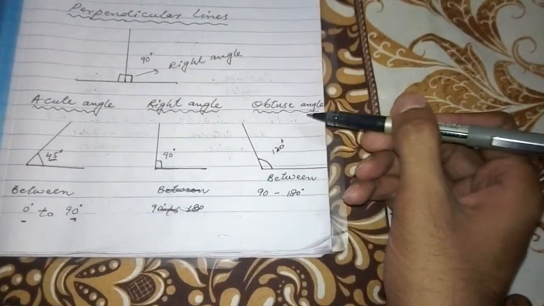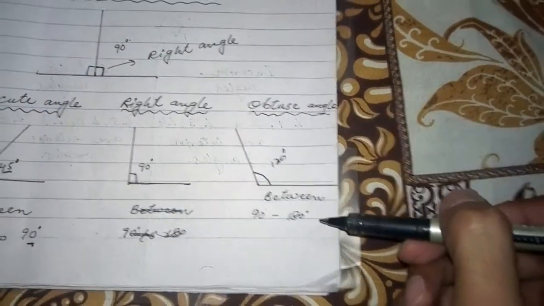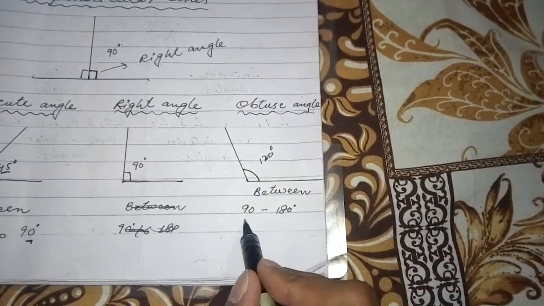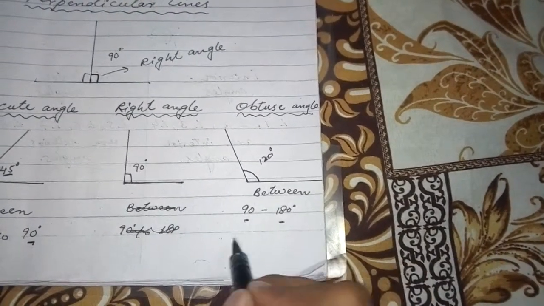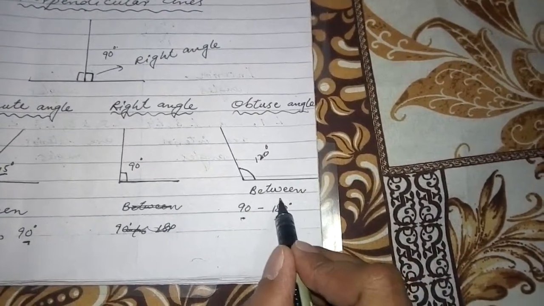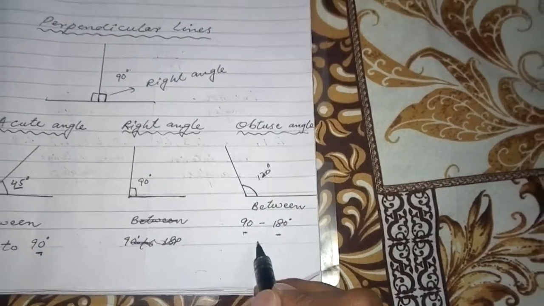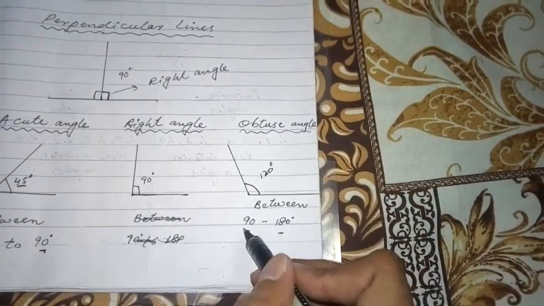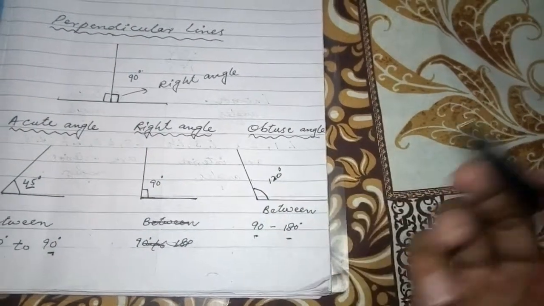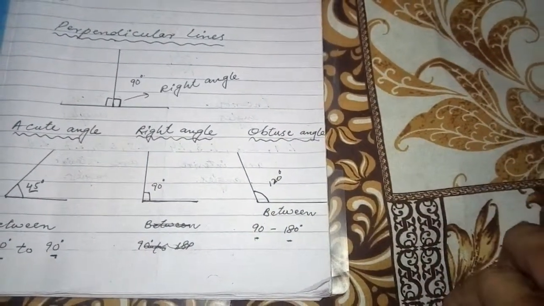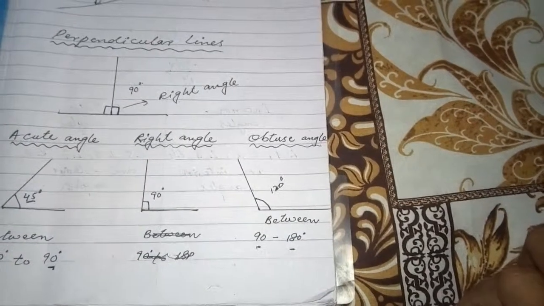Obtuse angles. Obtuse angles are those angles which are between 90 to 180 degree. Between 90 to 180 means 90 and 180 are not included. So the obtuse angles are between 90 to 180 degree. For example, 120 degree, 130 degree, 160 degree, and so on.